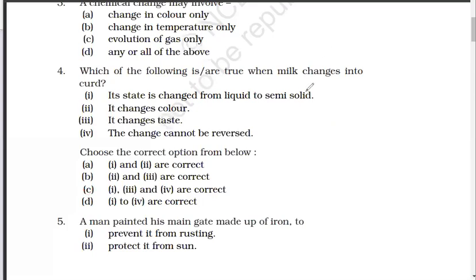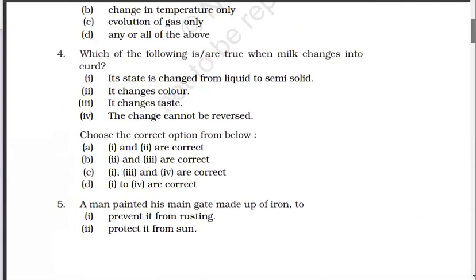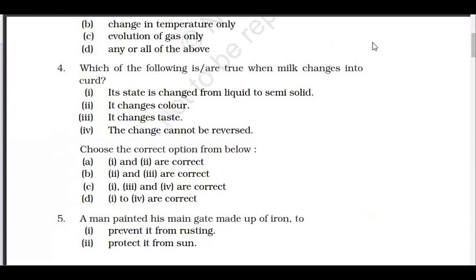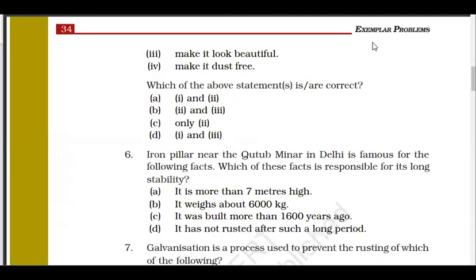Fifth one. A man painted his main gate made of iron. The first option is to prevent rusting, the second is to prevent it from sun, the third is to make it look beautiful, and the fourth is to make it dust free. Tell me what would be the answer. The first is the sure answer. First and third, yes, very good, everyone. You paint your grill to make it look beautiful also, and dust will be there anyway.